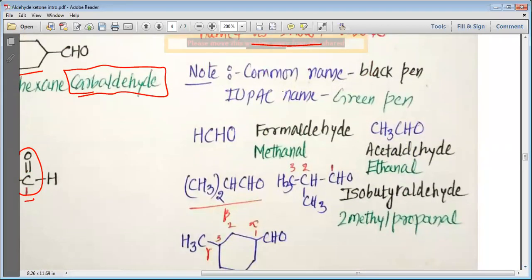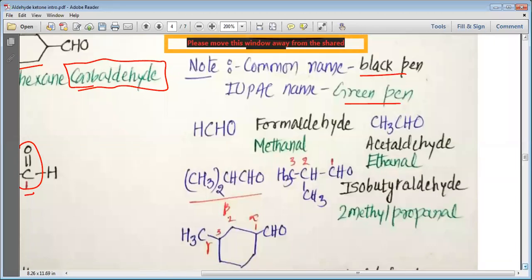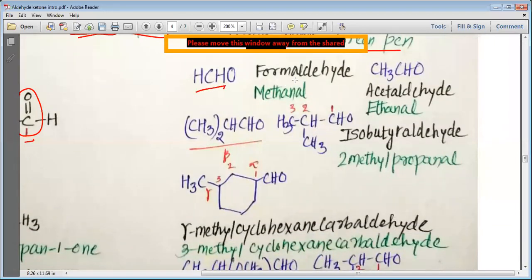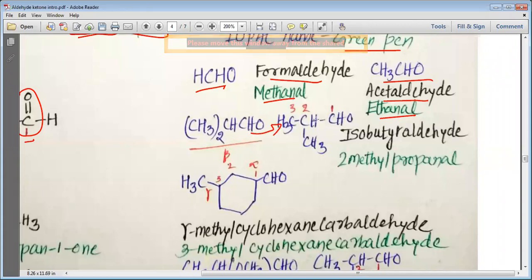Note, my dear students, in the next names, the common names are written with the black pen and the IUPAC names are written with the green pen. You can see for this compound, the common name is formaldehyde, the IUPAC name is methanol. For this compound, the common name is acetaldehyde, the IUPAC name is ethanol.